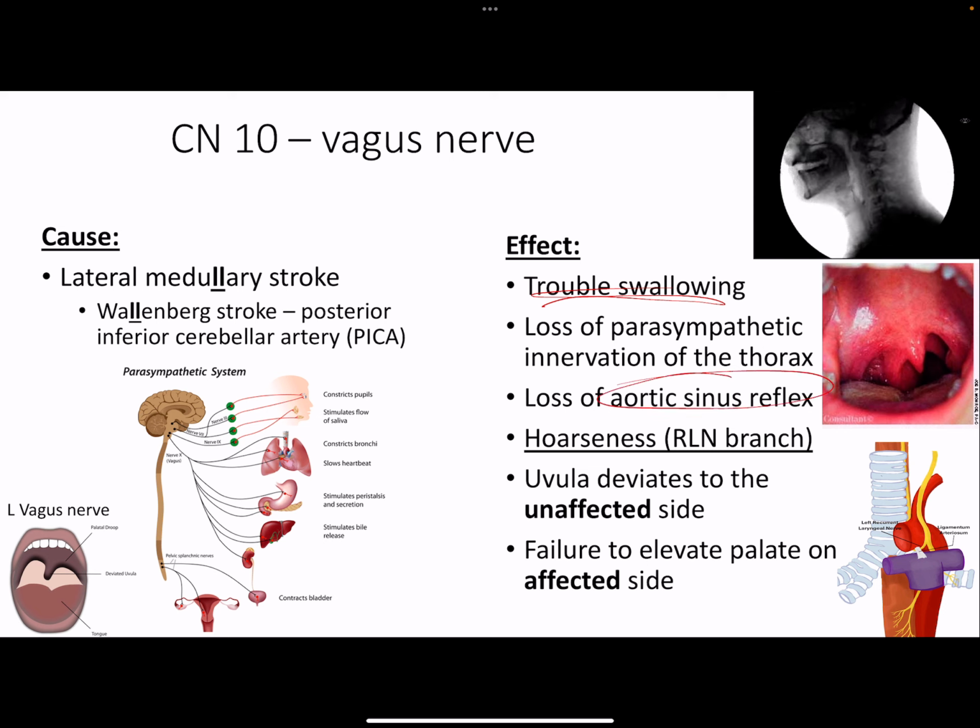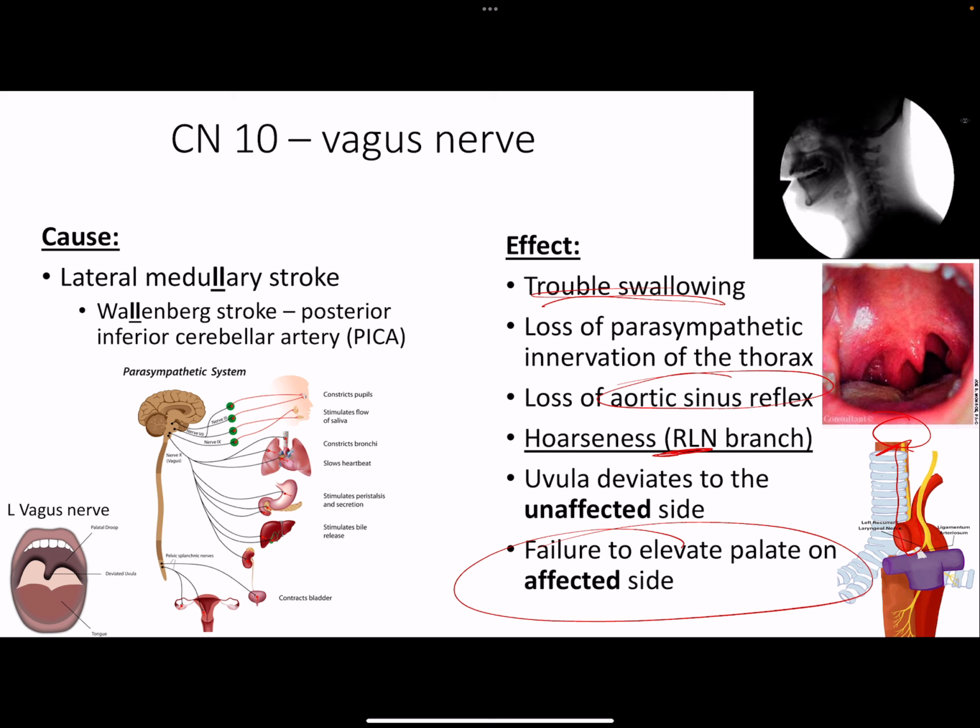All right, so remember, most things go towards the affected side. So it's also important for elevating the palate. So if I have a right palate that is not elevating, it's down a little bit. So actually, let's look at this here. That palate is not elevating, right? This palate is elevating. This one is not elevating. So I know here that the vagus nerve on this side is the one that's affected. Notice that the uvula goes over to the other side right here. It's going across. So that is one of our few unaffecteds.